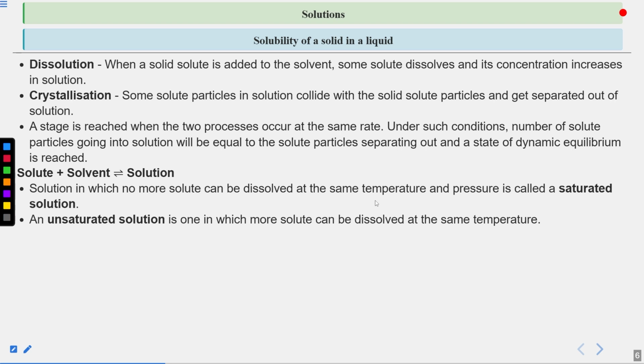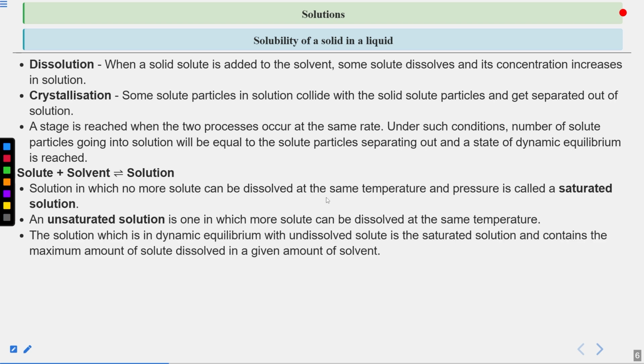Now, what is unsaturated solution? Very simple. A solution which is capable of dissolving more and more solute into it is termed as unsaturated solution. So, a solution which is in dynamic equilibrium with undissolved solute is the saturated solution. The example that we have taken here is an example of saturated solution because it has reached its solubility point, and it contains the maximum amount of solute dissolved in a given amount of solvent.